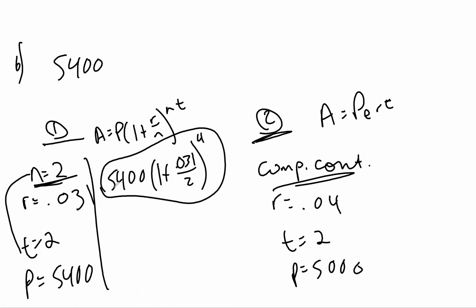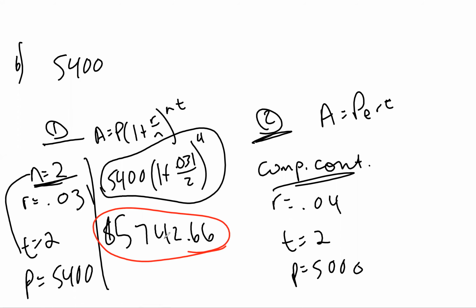And so what I should get on number 6, part A, or bank 1 rather, is 5742.66. So here's what I should get for the first one. So make sure that you do. Then I'll write over here on the second one what I should get. I'm going to type it into this formula.